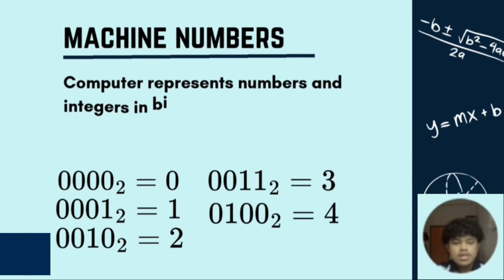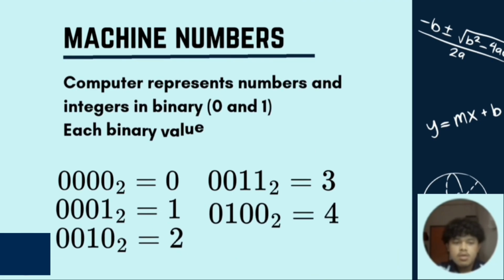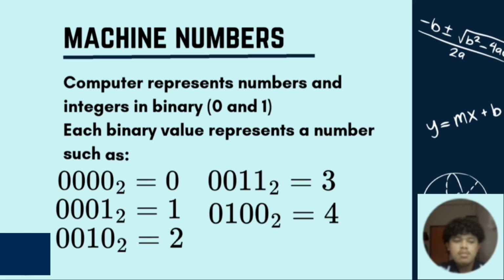And this is the introduction about the machine number. Machine number is how a computer represents numbers and integers in binary, which is 0 and 1. Each binary value represents a number, such as 0000 in base 2 will represent the number 0, and 0001 will represent number 1, 0010 will represent number 2, and so on.